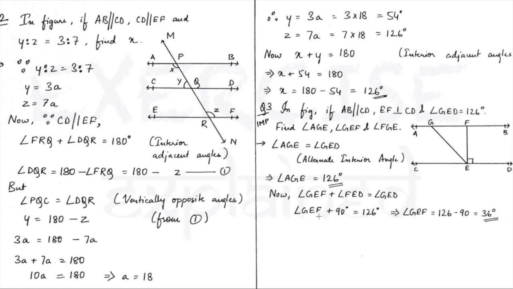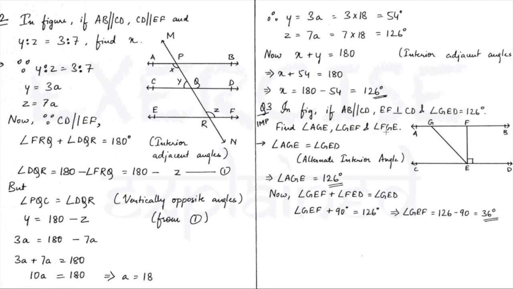GEF remains as GEF plus 90 is equal to 126. So GEF is equal to 126 minus 90. This 90 goes from left hand side to right hand side when we get it as minus 90. So the final answer, we get it over here as 36 degrees. So angle GEF is 36 degrees.